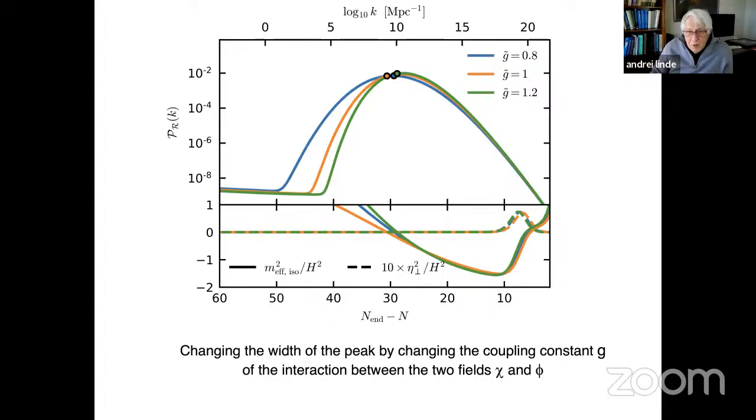And then there is another parameter, how narrow this peak is. And the narrowness of this peak, not the position of the maximum, also can be controlled, in particular by changing a coupling between this Higgs field and the inflaton field phi. So when we have a large coupling, then the peak becomes more narrow. And the meaning of this is the following.